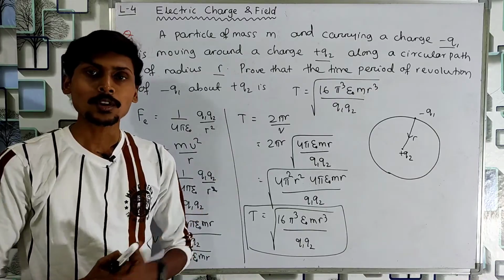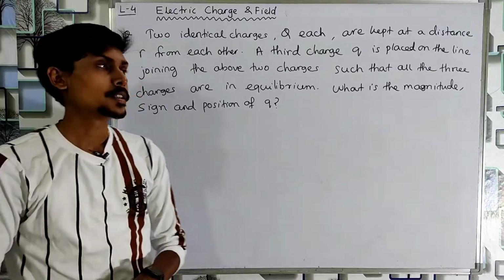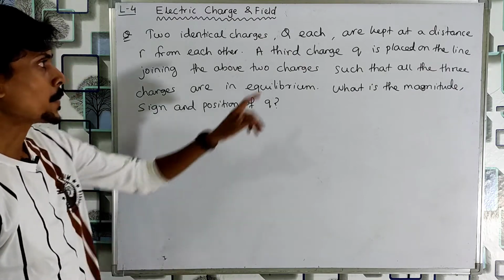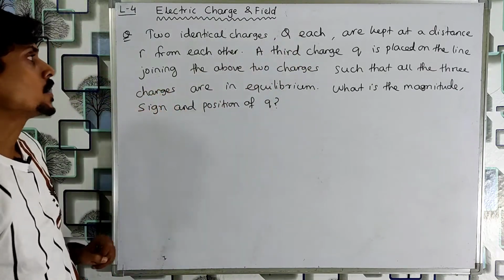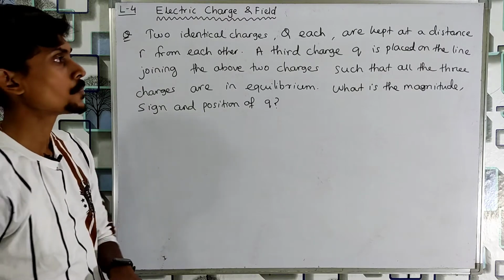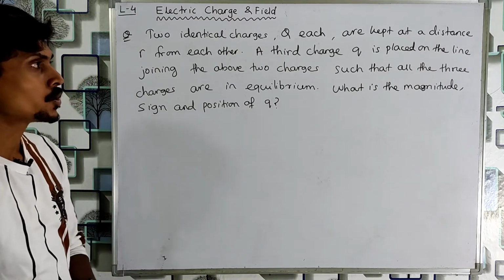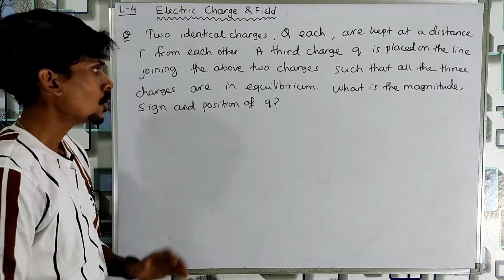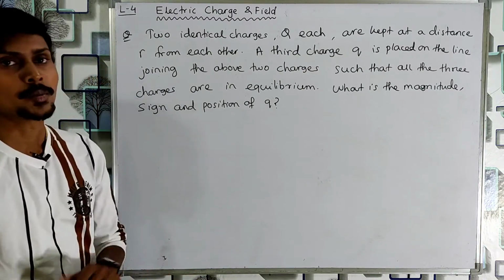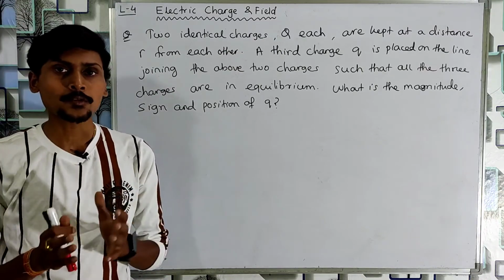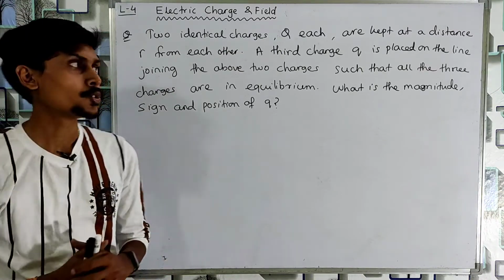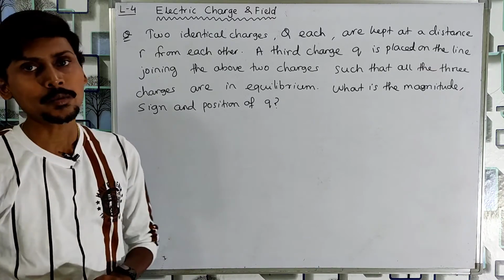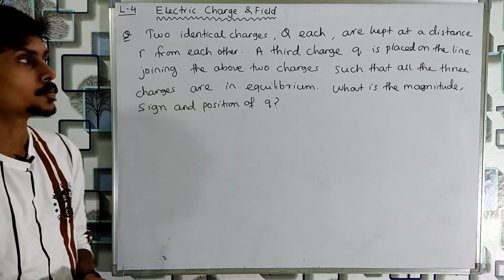And now we'll go to the next one. So now look at the next question. The question is, two identical charges capital Q each are kept at a distance r from each other. A third charge small q is placed on the line joining the above two charges such that all the three charges are in equilibrium. Equilibrium means the net force on all the charges is 0. What is the magnitude, sign and position of the third charge small q?